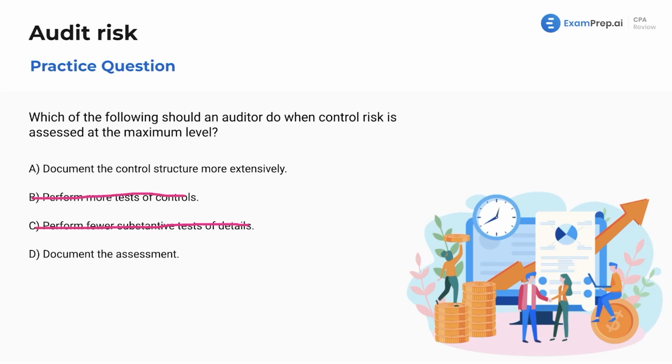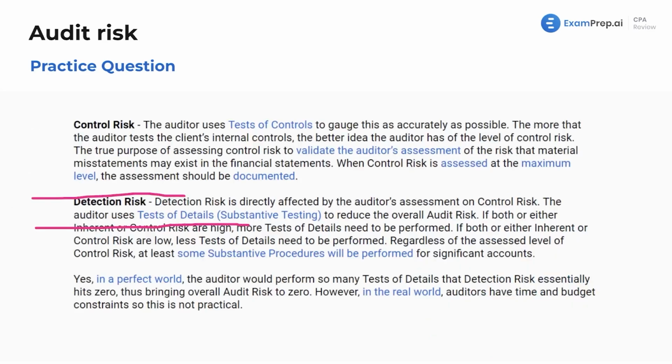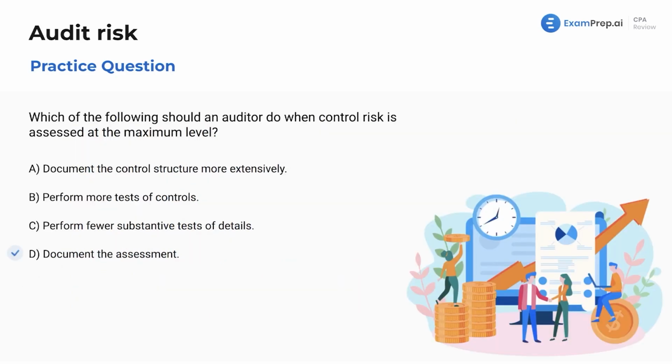So now referencing what we've got here from the lesson. Essentially, when control risk is assessed at the maximum level, the assessment should be documented. That was just something to memorize, but also what I just told you is for sure a nice little explanation of it. That would be our final answer right here. We're going to document the assessment.